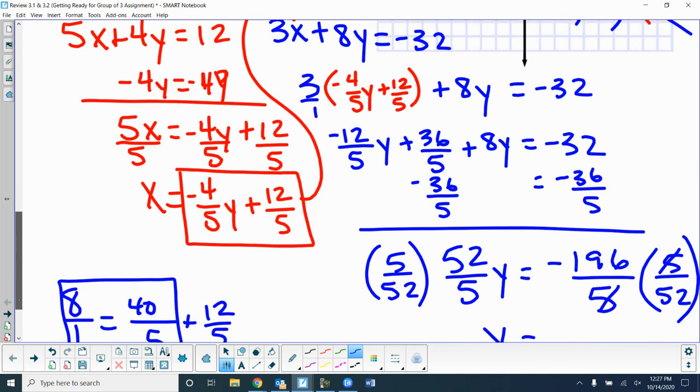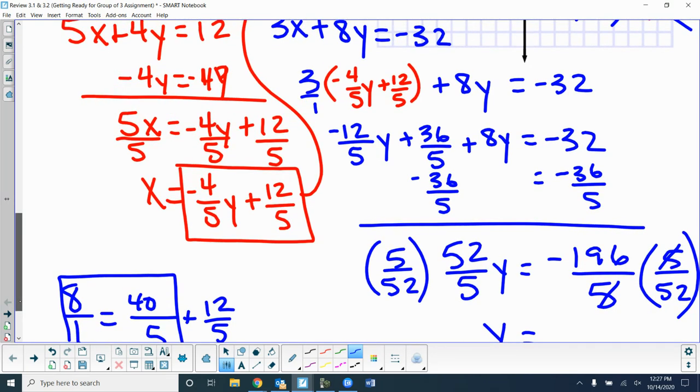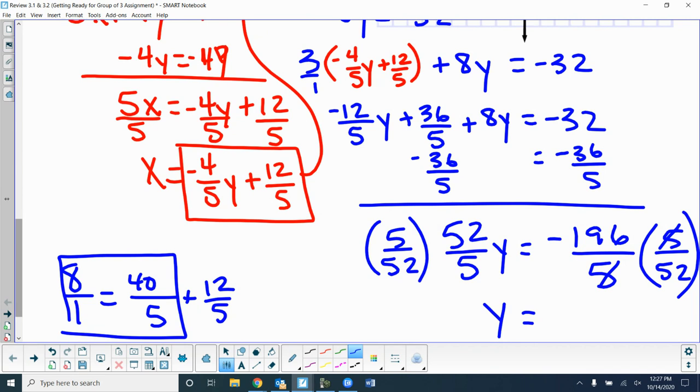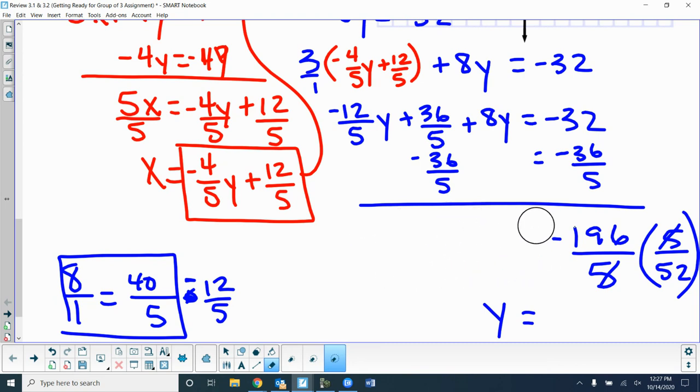So, where am I at now? All right, so negative 12. So this is minus. So what's 40 minus 12? 28. So instead of 52, I should have 28.